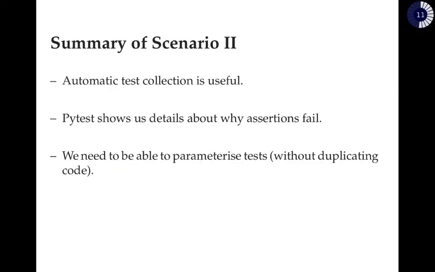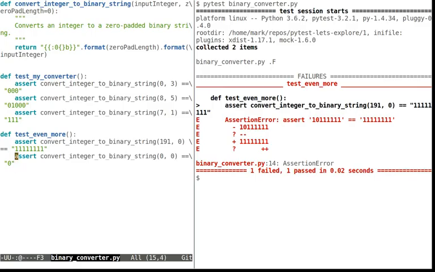So to summarize that example, automatic test collection is useful. Because we've managed to collect 2 tests now, if we wanted to specify tests by hand, you could see how this could become excessive with many, many tests. Pytest has shown us in detail why our assertion failed, because it gave us a string diff, but this example has highlighted that we need to be able to parameterize tests, because if we can parameterize tests and have them run individually, we won't have this problem of tests blocking other tests from running, and that's certainly not ideal.